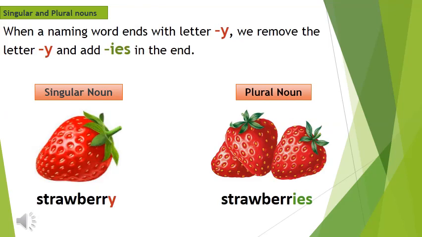If the noun ends with letter Y, we remove the letter Y and add IES to make it plural. Let's look at the first example. Strawberry. The last letter of strawberry is Y. We will remove Y and add IES to make it plural. Then it will become strawberries.